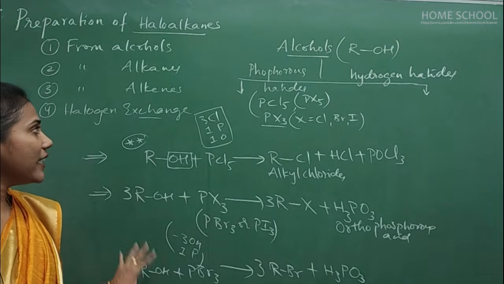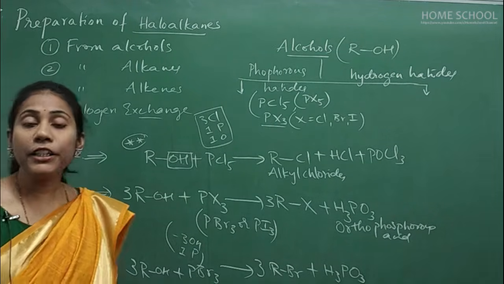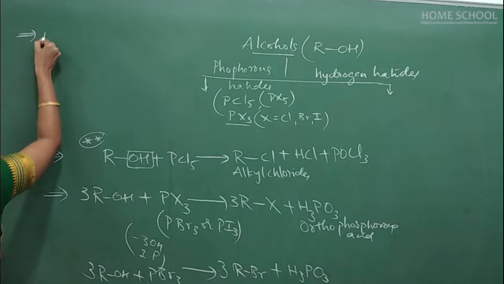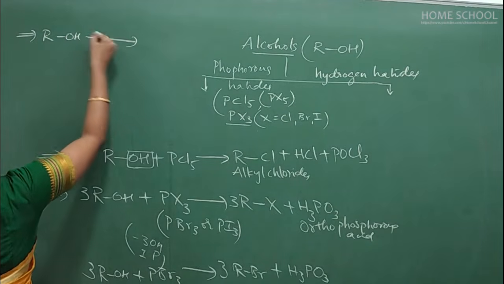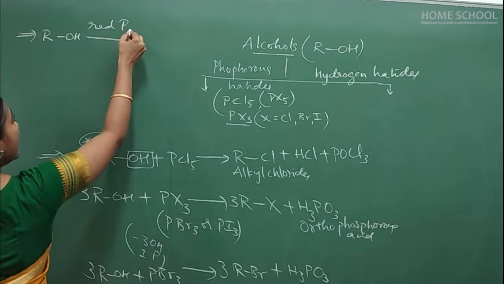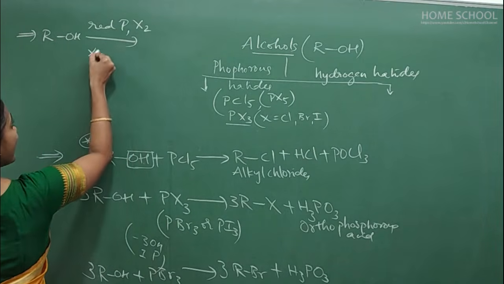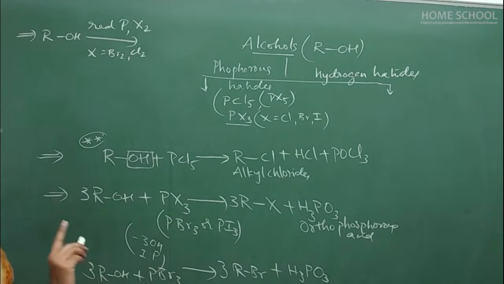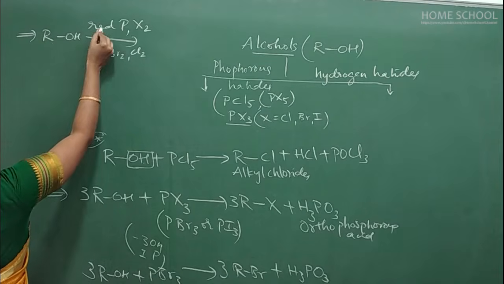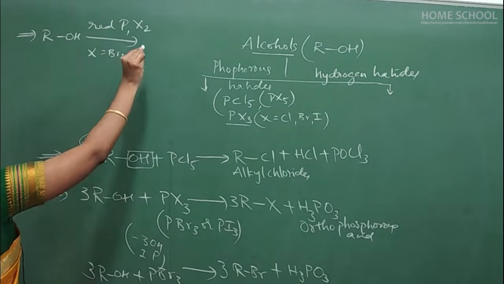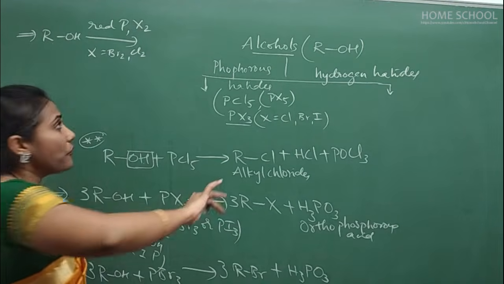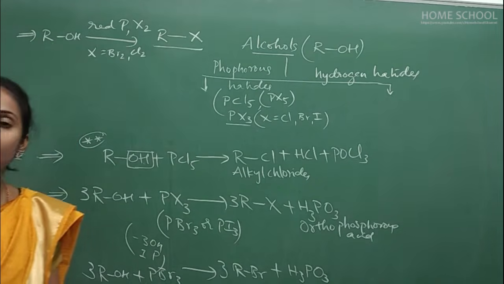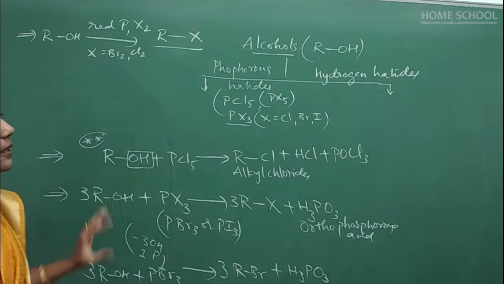So these reactions are very very important. Fine. And you have one more reaction here that is also important. Look at this reaction. When alcohols are treated with red phosphorus in presence of any halogen, here X can be Br2 or Cl2 or whatever it is. So when alcohols are treated with halogens in presence of red phosphorus, then also you will get alkyl halides as the products. Okay, so very very important.